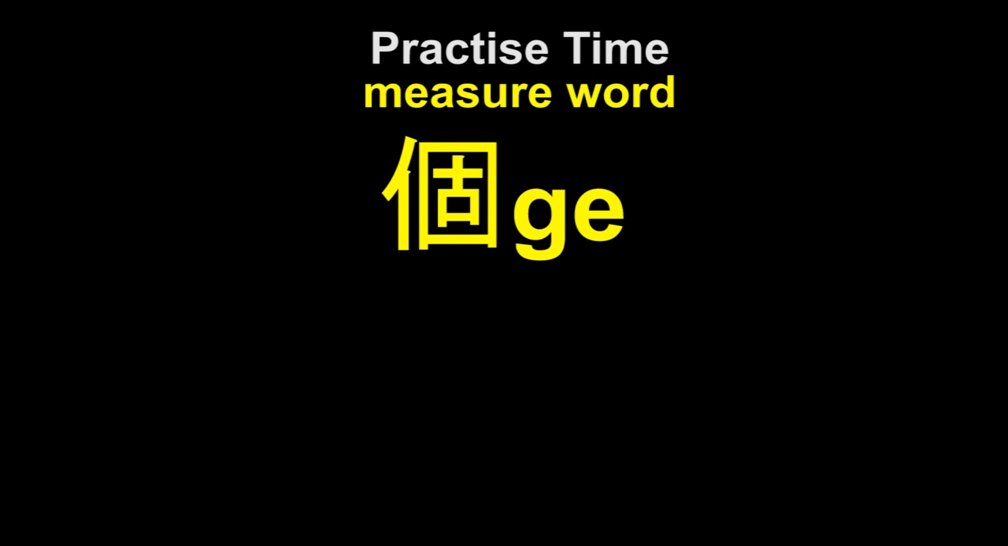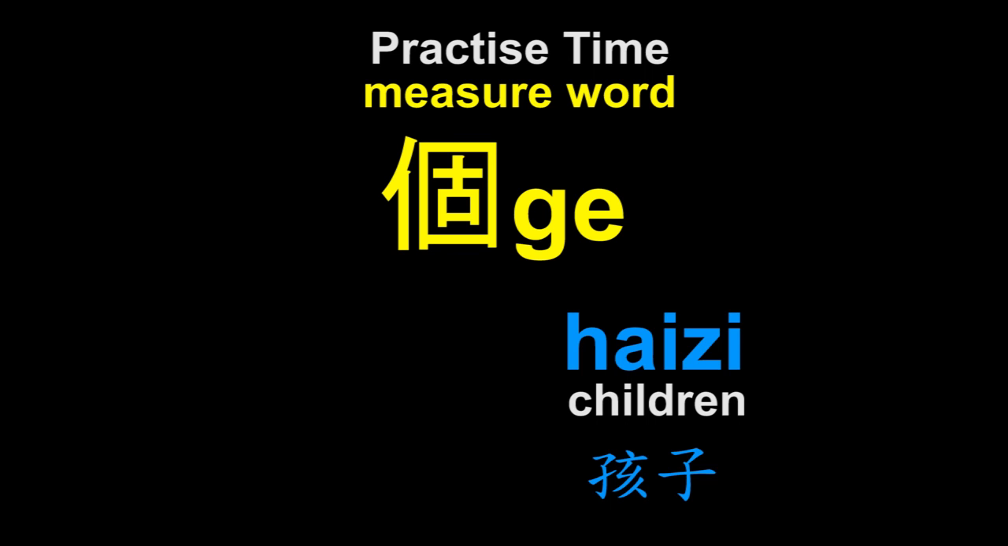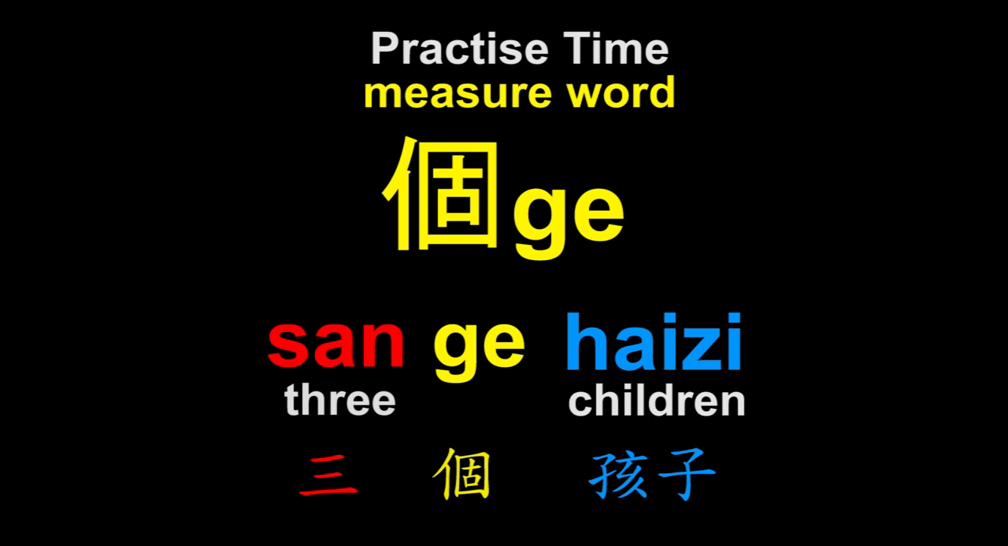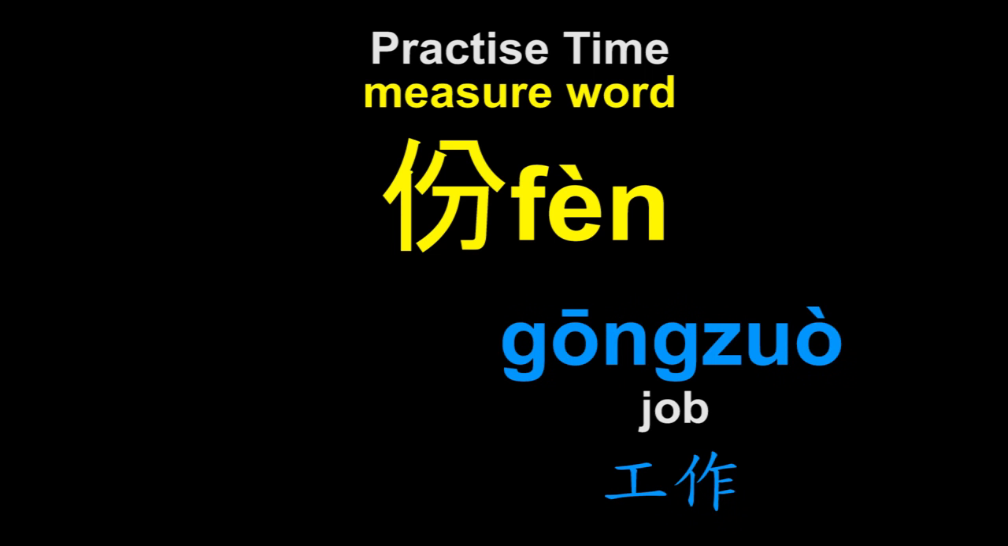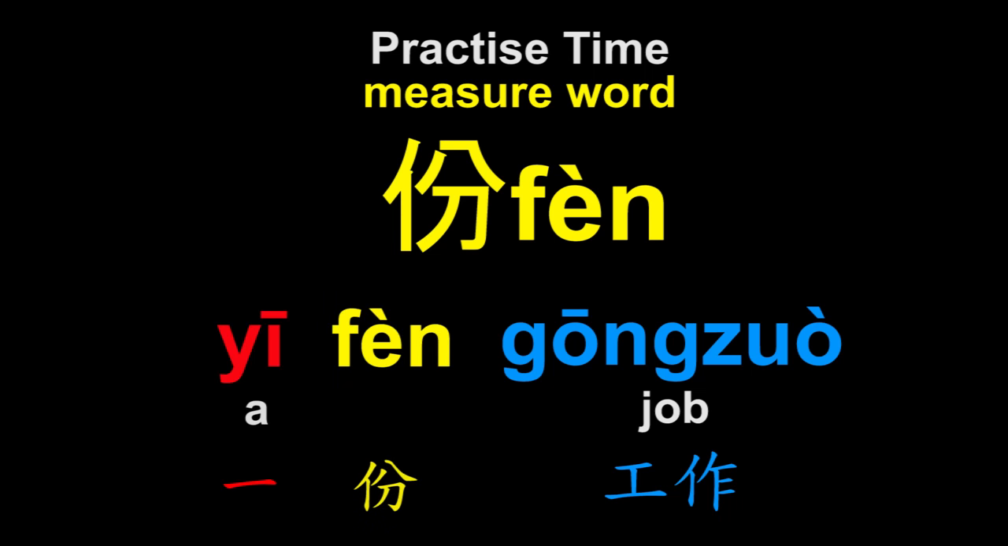It's practice time. Measure word. 个. Children. 孩子. Three children. 三个孩子. Measure word. 份. Job. 工作. A job. 一份工作.